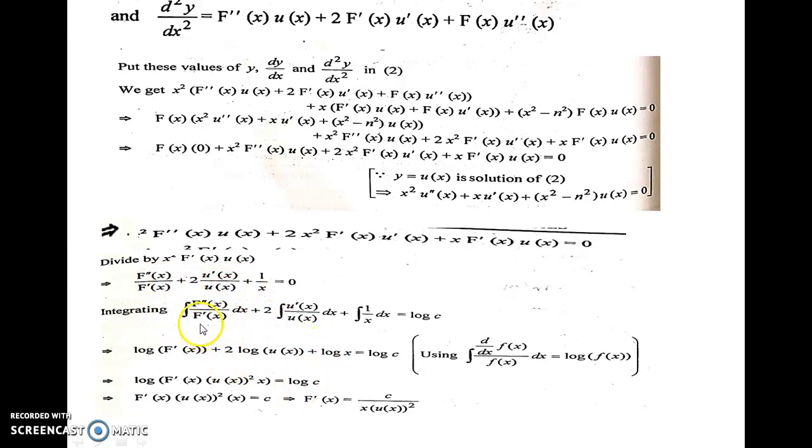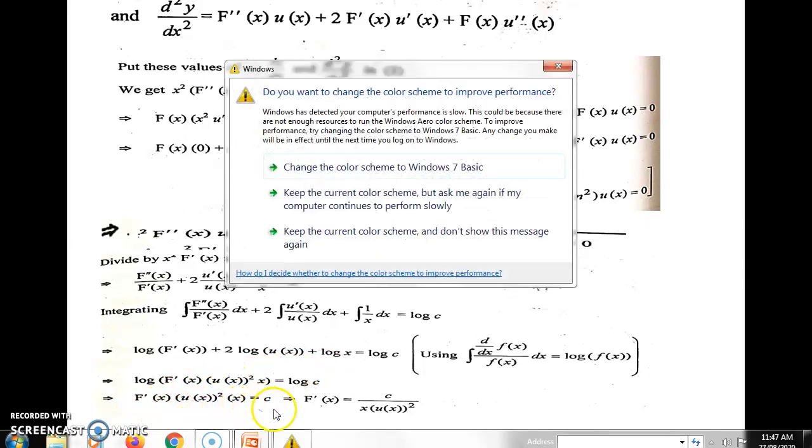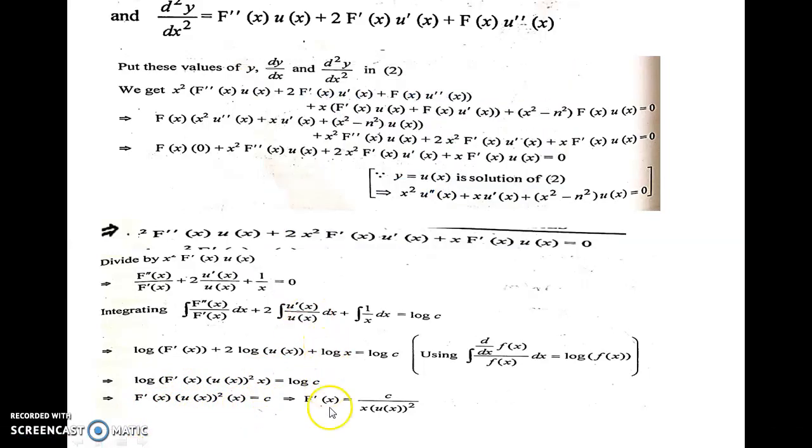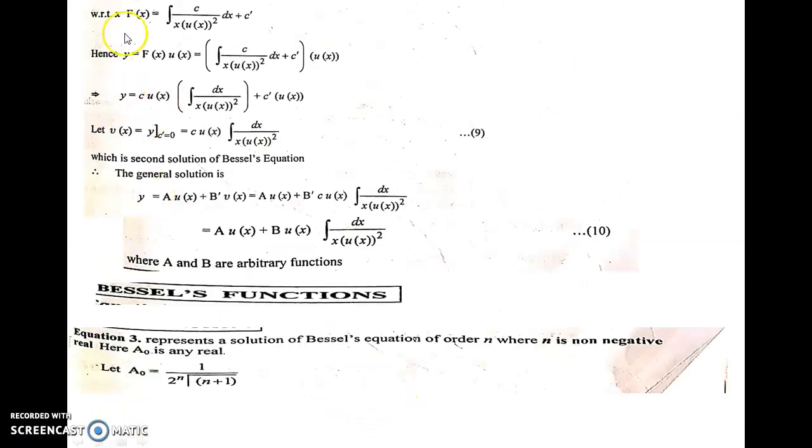Integrating, here it becomes the derivative of the upper part, so log f dash x, plus 2 log ux, plus log x equals log c. When you take the log terms together, you get f dash x ux squared x equals c. And f dash x is this. So again you will get fx by integrating this. Now we had taken y equal to fx into ux. We have put the value of fx here. But when you put this term, you take c outside, so y is this.